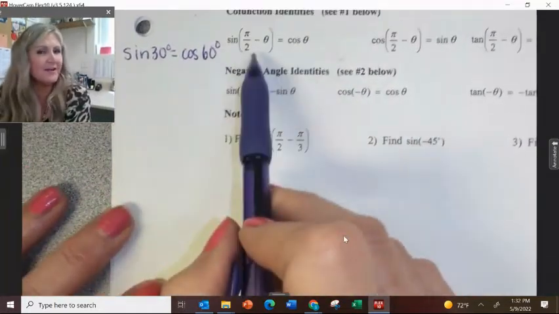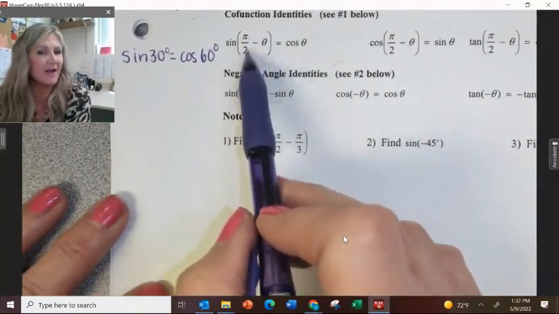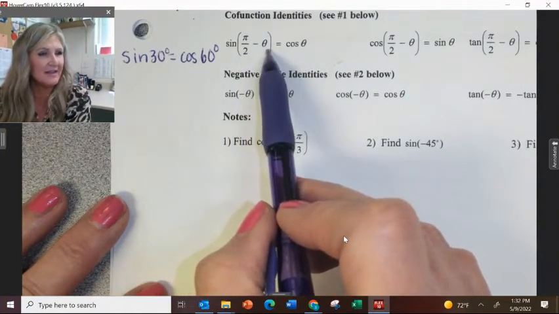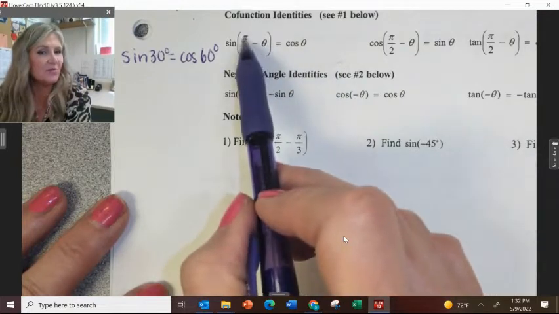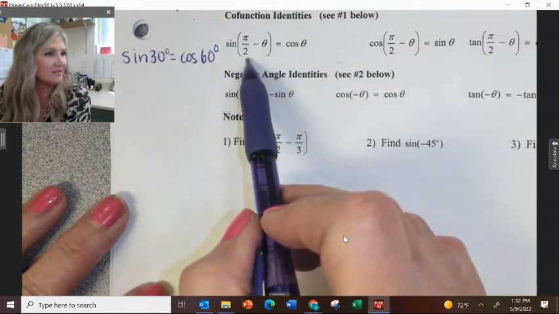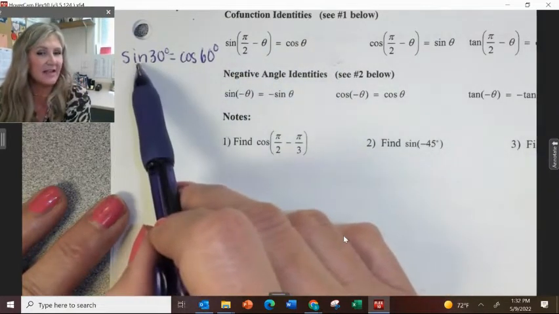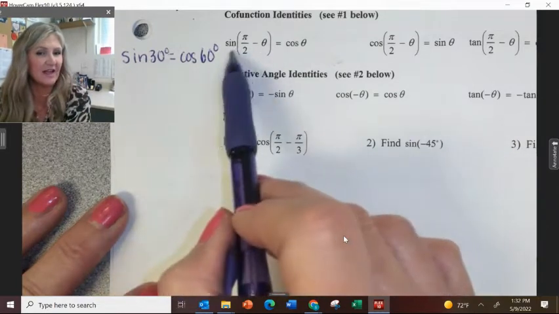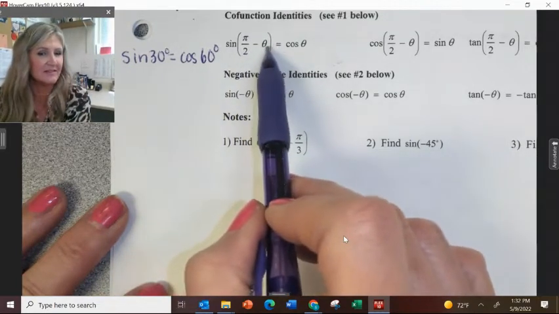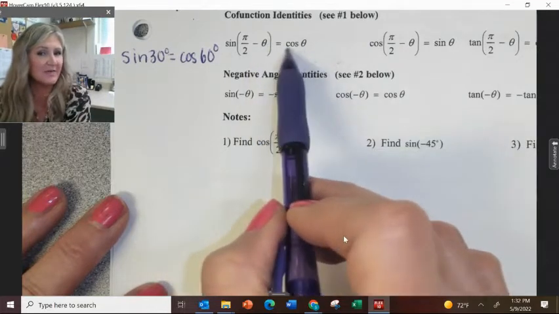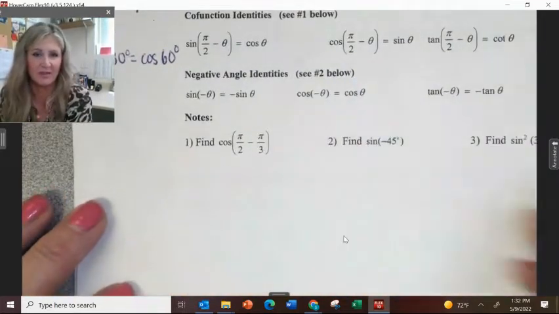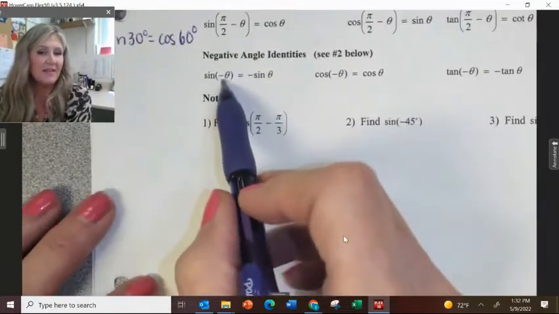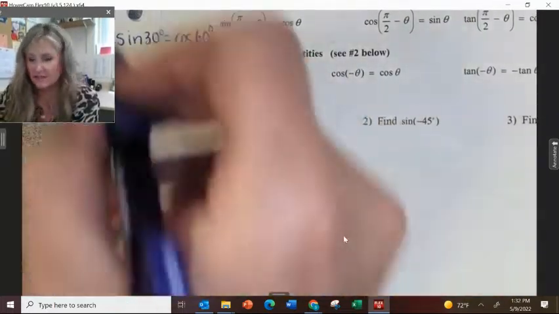So if we are given the sine of pi over 2 minus theta, that's going to be the same thing as cosine theta, because what's pi over 2 in degrees? 90. So that's saying that if I'm trying to do the sine of 90 minus 60, that's going to be the same thing as just cosine of 60. So these are some other ones we'll be applying. And then finally these. Let's look at where these come from, you guys.